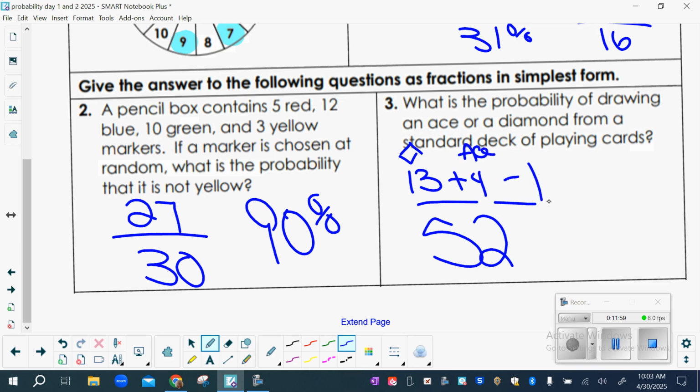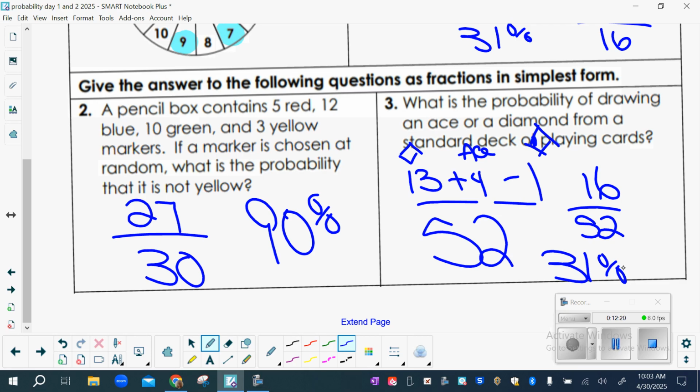But I got to take out the ace of diamonds. I got to take him out. So 16 over 52, which is about 31%. Love that.